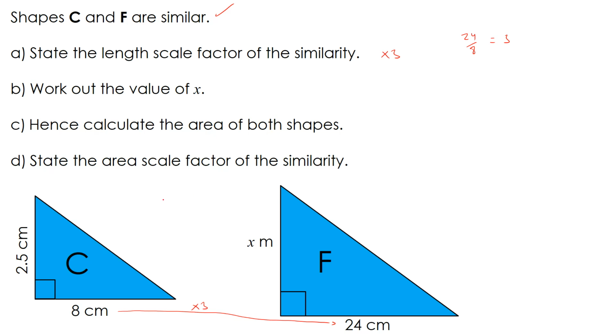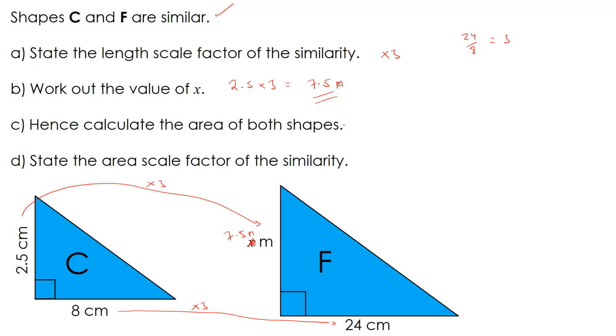Work out the value of x. Well, these two correspond, don't they? So 2.5 times 3 I've got to do now. And whichever way you do this, you're going to get 7.5. Sorry, meters. So x is 7.5 meters. So let me put that on the picture.